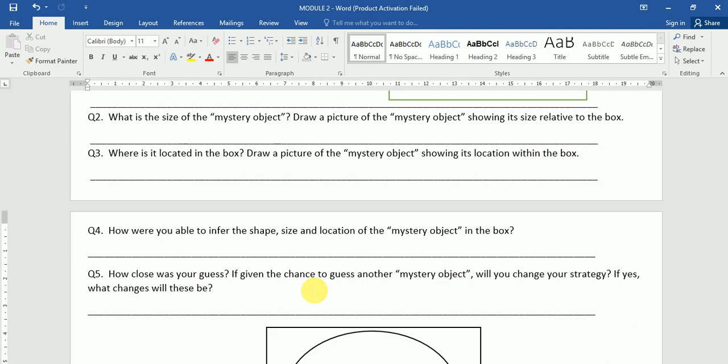What I did was shake the box. How close was your guess? And then, if given the chance to guess another mystery object, will you change your strategy? If yes, then what changes will these be?